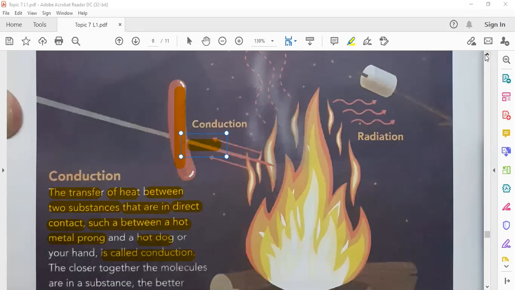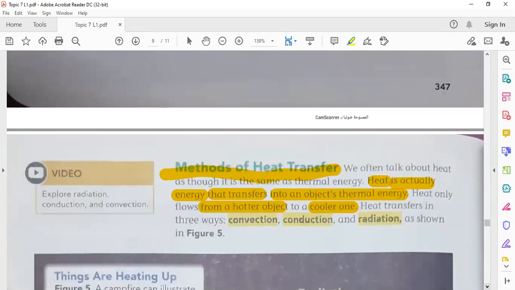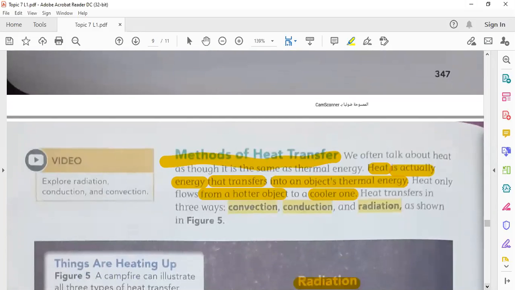Again, let's start from the beginning. Heat is the energy that moves. When energy moves from one object to the other, it's called heat. Or heat is energy transferred into an object's thermal energy. Heat always moves from a hotter object to a cooler one. Heat moves in three ways: convection, conduction, and radiation.